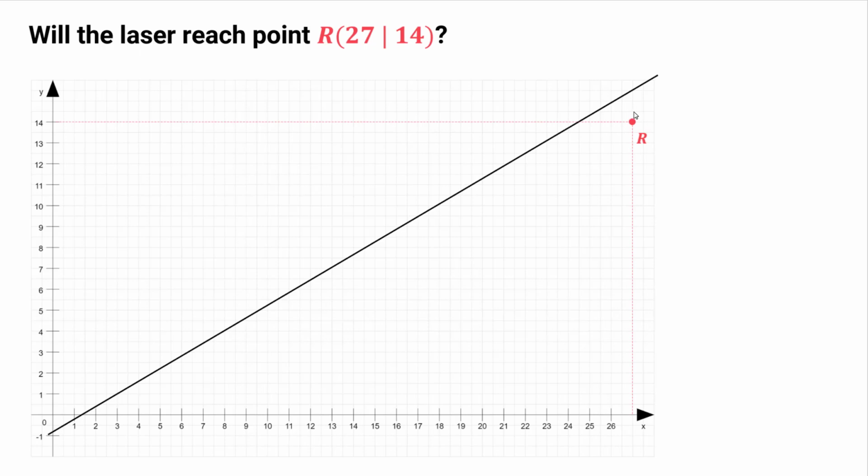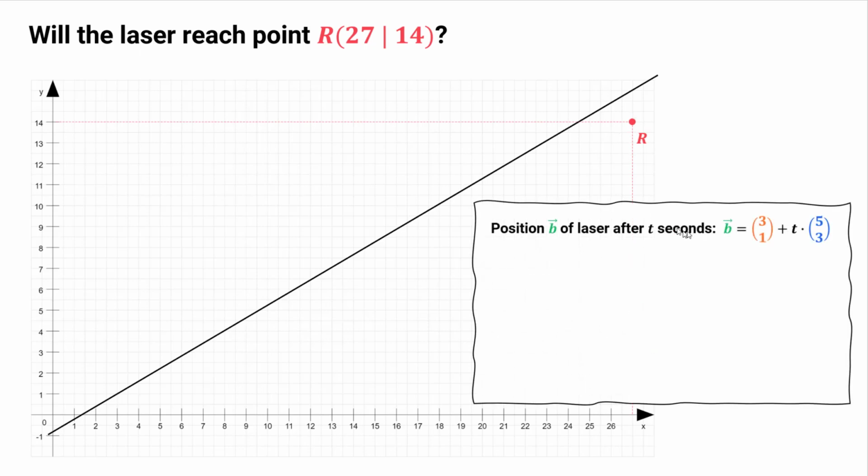And we can actually do this, and it's quite simple because we already know an expression for the position of the laser after t seconds, and this expression is given by starting position plus t times the direction vector. Now the question here is will the position ever become 27, 14. That's what we have to answer. So in other words, we need to look whether we can find t so that this equation here is satisfied, right? And we can do that.